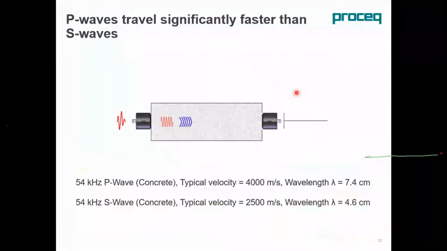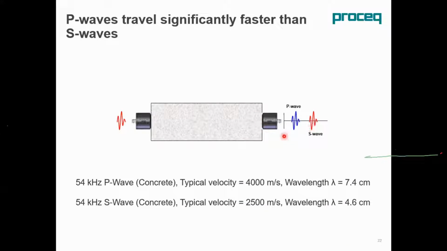And the P wave normally travels faster than the S wave. So you can see here the P wave and S wave. The P wave will travel first, followed by the S wave. The pulse velocity of the S wave is lower than the P wave by about 55 to 60%, and it also has a smaller wavelength.